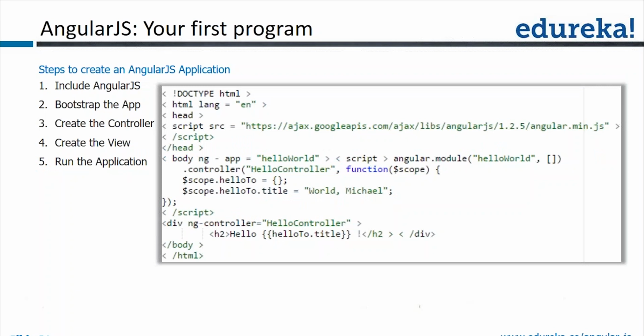CDN is nothing but there will be many points. So whenever you launch your application, first it will check where the closest point is. From the closest point, it will get the file and serve it.